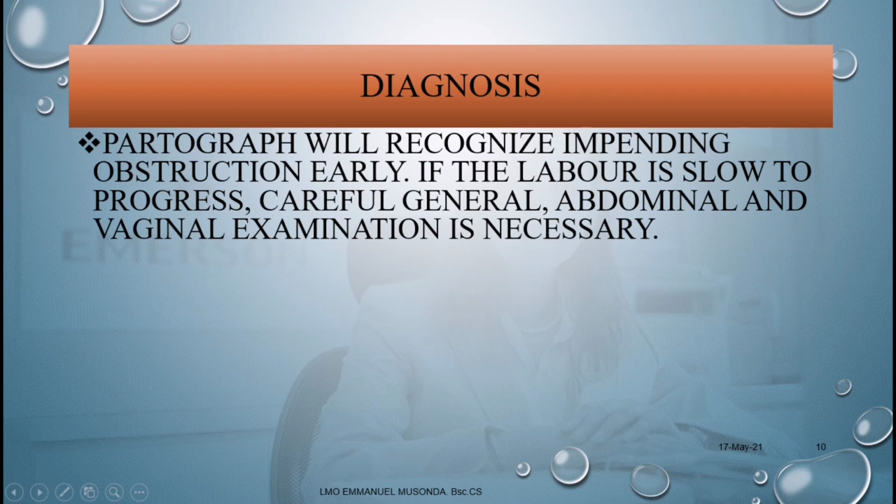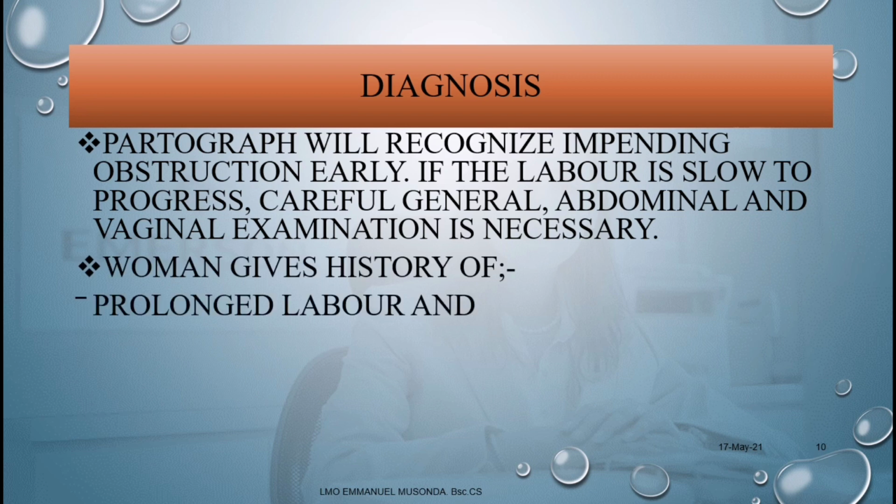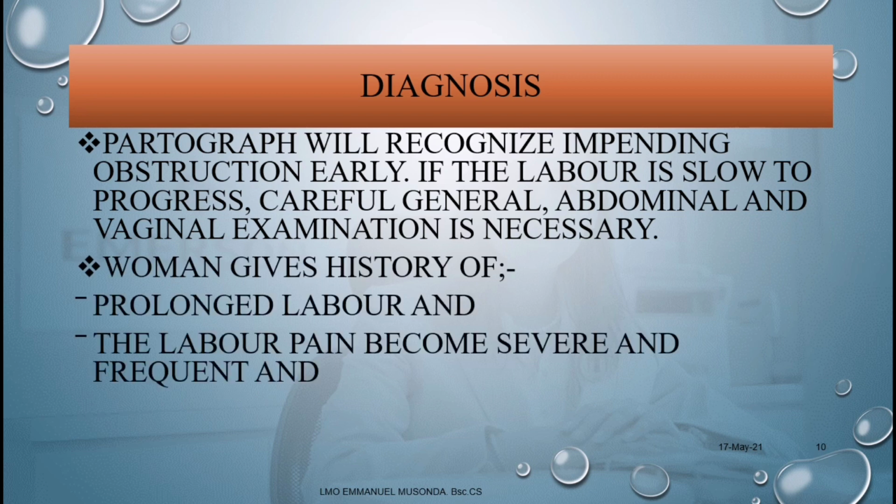Okay, then diagnosis. A partograph will recognize impending obstruction early. If the labor is slow to progress, careful general, abdominal and vaginal examination is necessary. The woman gives a history of prolonged labor, and the labor pains become severe and frequent, with bearing down.